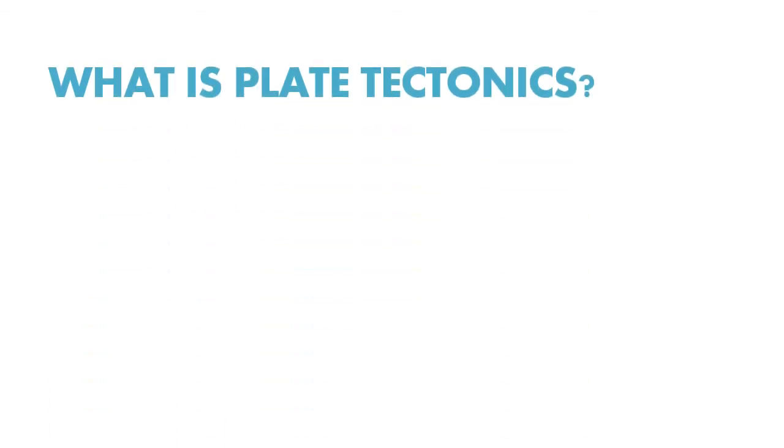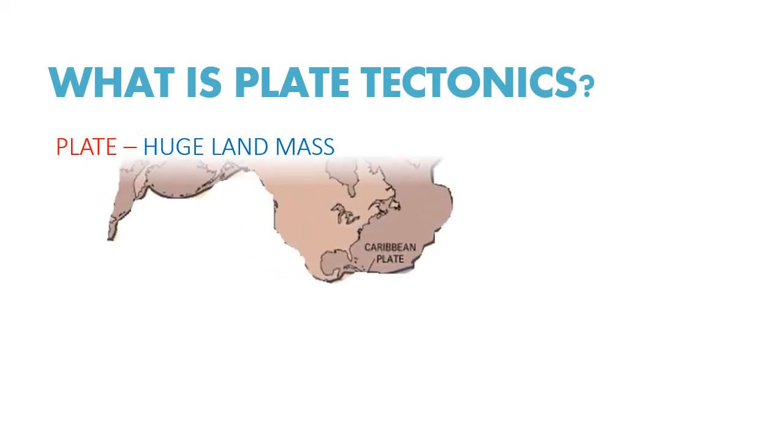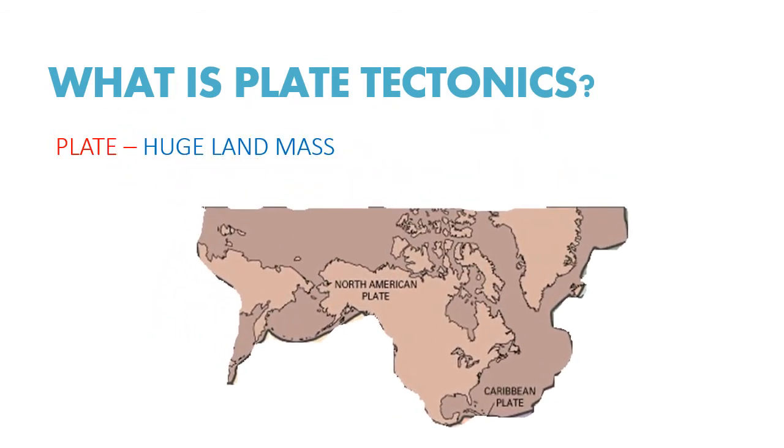What is plate tectonics? It actually came from the two words plate and tectonic. Plate means huge land masses, and tectonic means movement. So plate tectonics is the movement of huge land masses.